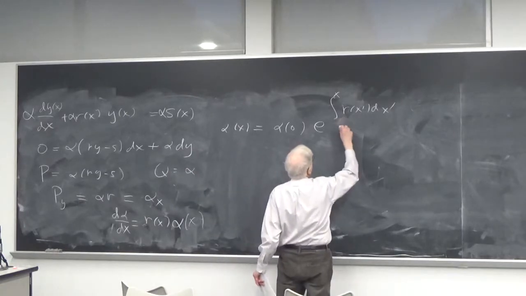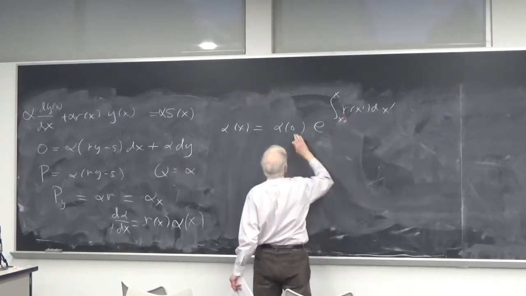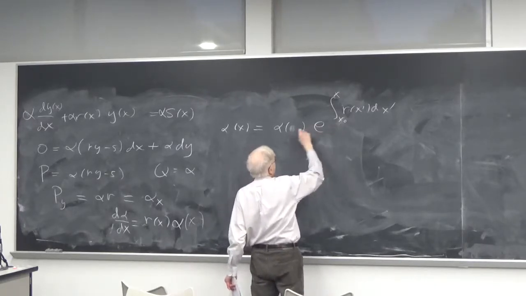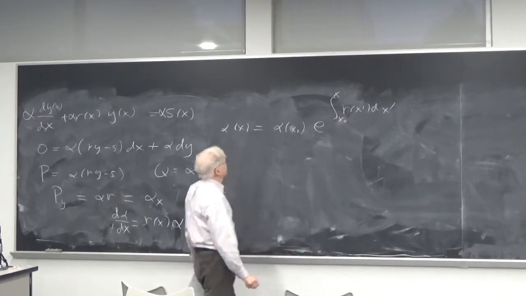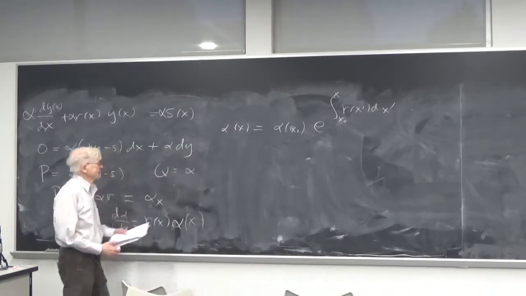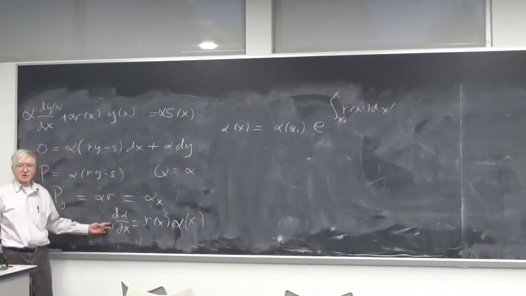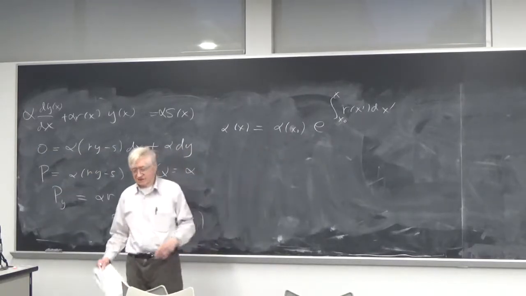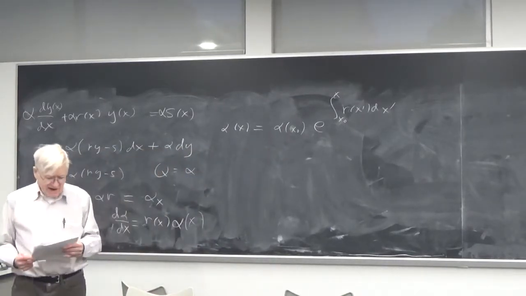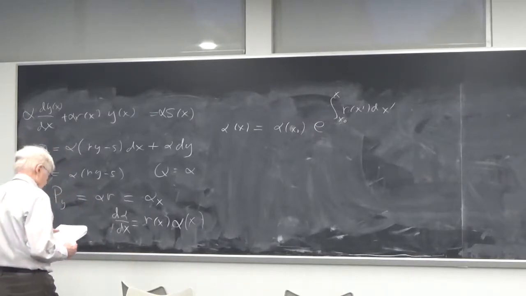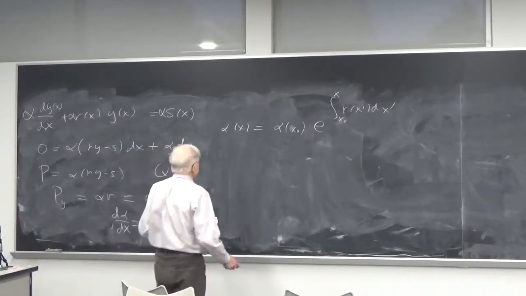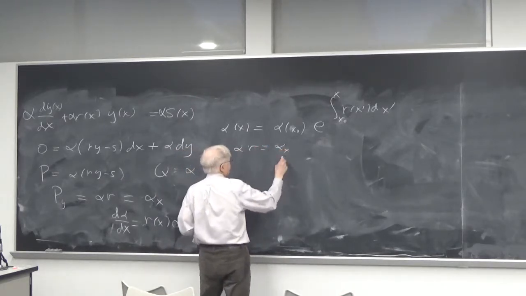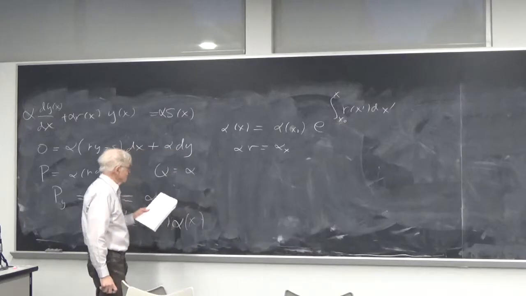I'm going to get back to the notes exactly. I'm going to replace x equals 0 by x0 and that by alpha x0. So you can see that this is a solution of this equation because d by dx just pulls down an r of x. So now we have the integrating factor, and that satisfies the equation alpha r equals the x derivative of alpha.